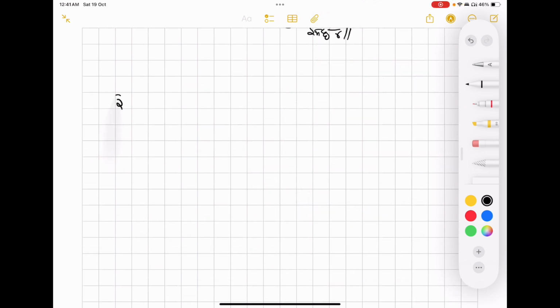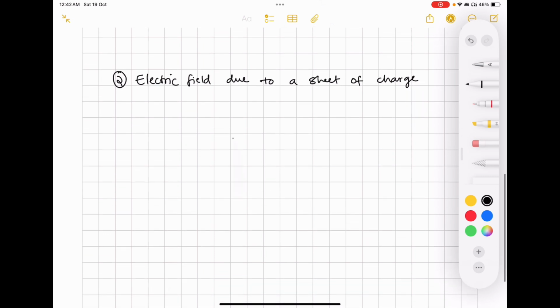Next, we can study the electric field due to a sheet of charge. Suppose we have a sheet of charge like this, and we need to find the electric field due to this sheet of charge. So we will consider a Gaussian surface like this.